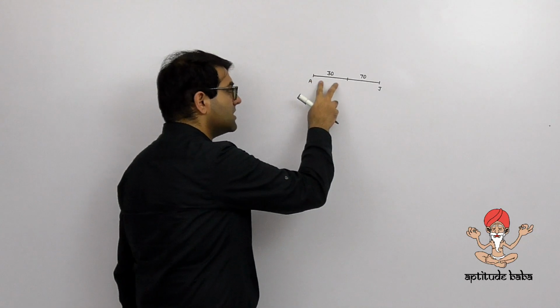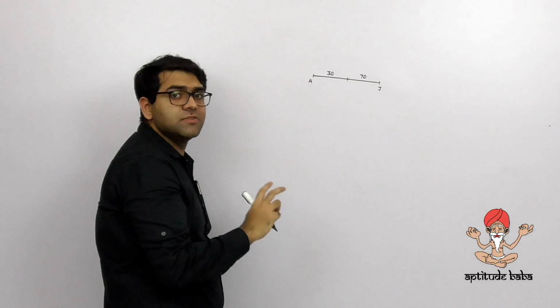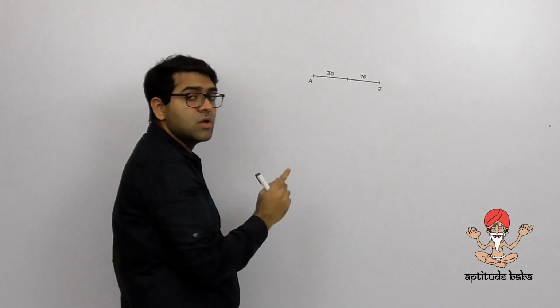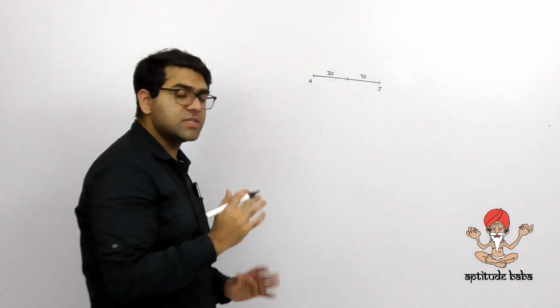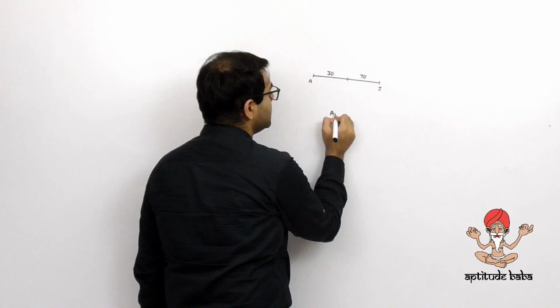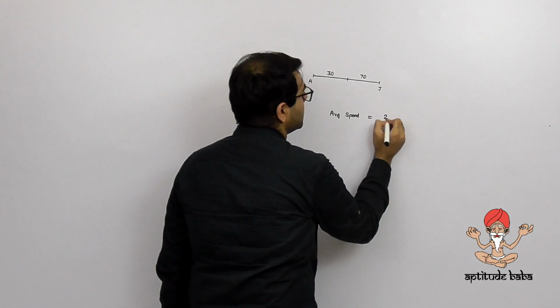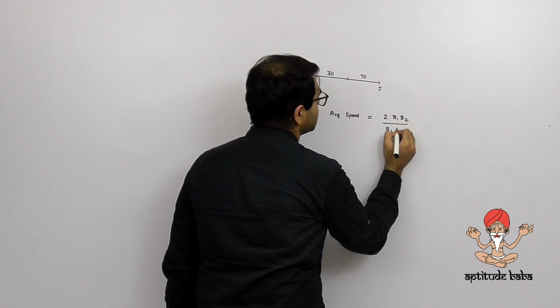ऑब्वियसली अगर उसने आधा जर्नी 30 पे ट्रेवल किया और आधा जर्नी 70 पे ट्रेवल किया है, दैट्स अ फैंसी वे ऑफ सेइंग दैट द डिस्टेंस ट्रेवल्ड एट टू डिफरेंट स्पीड्स इज सेम. Now, we have learned in the previous discussion that when the distance traveled becomes same, then we can directly define the average speed using the formula 2 s1 s2 divided by s1 plus s2.